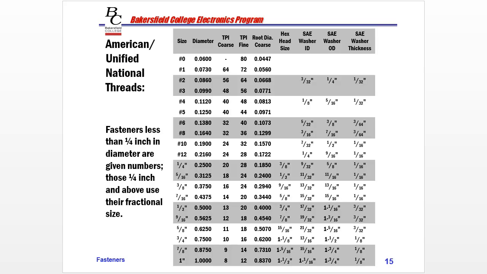Here's a table of the unified national threads. So these are the American threads, not the metric. And you could see where I talked about the number 10 machine screw having 24 threads per inch for coarse and 32 for fine. So once we drop below 1/4 of an inch, we go into numbers. The larger the number, the larger the diameter. The smaller the number, the smaller the diameter. And you can see the different decimal equivalent diameters.